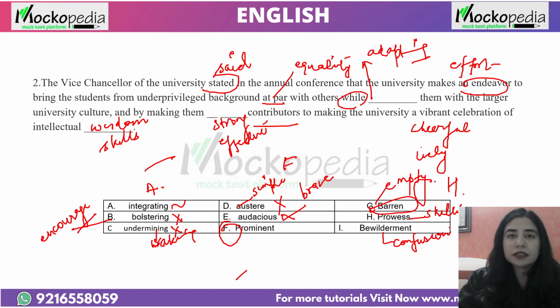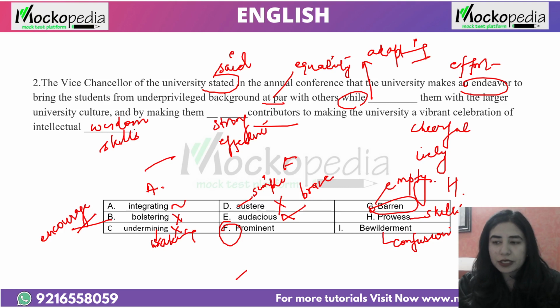Just to get the crux of the discussion right, we can always make an additional step where we can read the entire paragraph provided to know that we have one common thread flowing in the entire discussion. So the Vice Chancellor of University stated in the annual conference that a university makes an effort to bring the students from underprivileged background at par with others, while adapting them, or integrating them with the larger university culture.